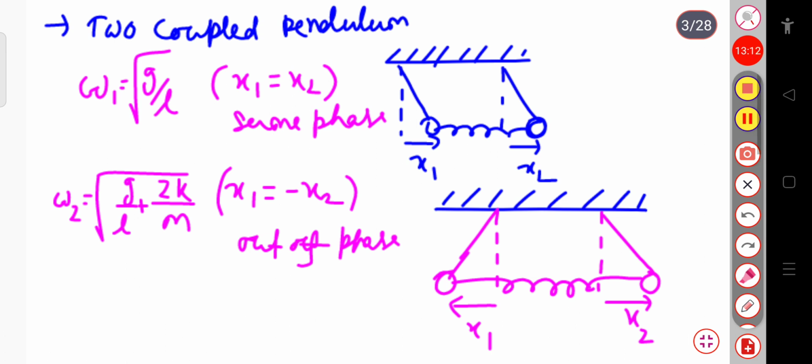So you can see here when x1 is in this direction, x2 will be just opposite to that x1. Here x1 equal to minus x2, that is out of phase. But here x1 as well as x2, they are in the same direction. It may be in this direction, or maybe x1 and x2 are both in the left side direction. That is called the same phase. So for the same phase, omega 1 will be equal to root of g by L.